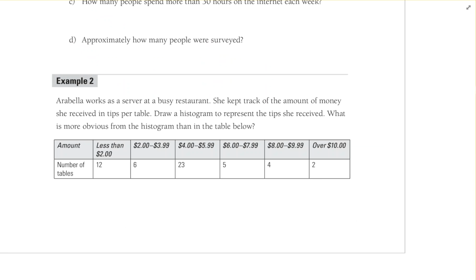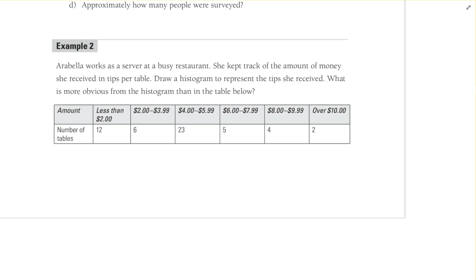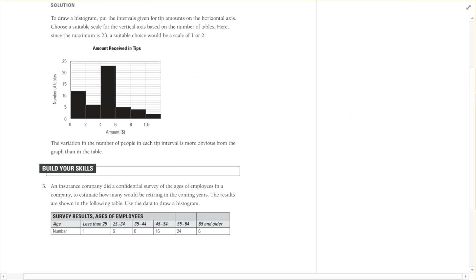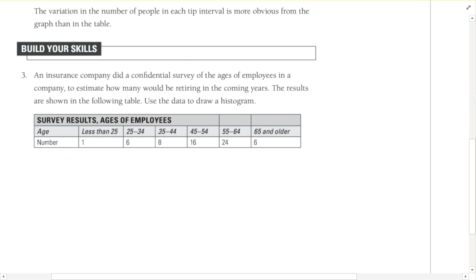Okay, so now in example 2 here, instead of just looking at a histogram and figuring out how to read it, you guys are going to make a histogram. There's going to be a question like this on the test at the end too, so make sure that you know how to do this. I'm going to let you guys look through example 2 because it's pretty straightforward, I think, on how to do it. And then we'll go through one together for 3 here. So 3 says an insurance company did a confidential survey of the ages of employees in the company to estimate how many would be retiring in the coming years.